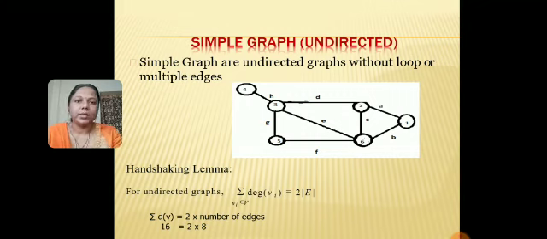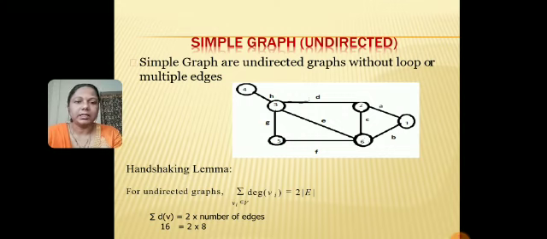So we'll see the simple graph and again the statement of the handshaking lemma. Simple graphs are undirected graphs without loops or multiple edges. So whatever example I have presented before this slide, the same example I can give for a simple graph, where the graph does not have any self loop or multiple edges.